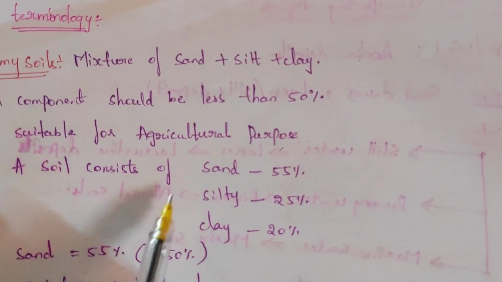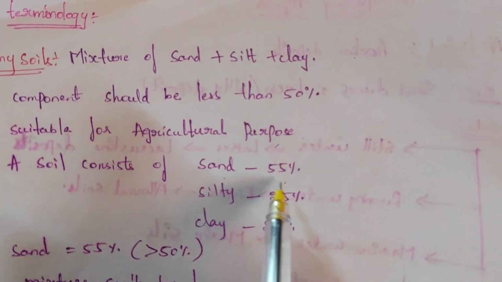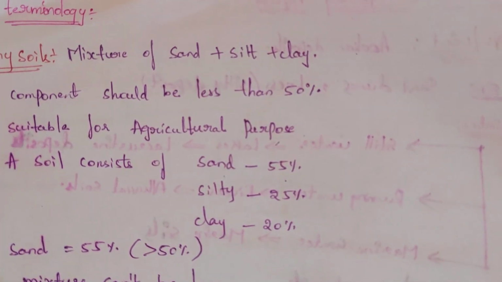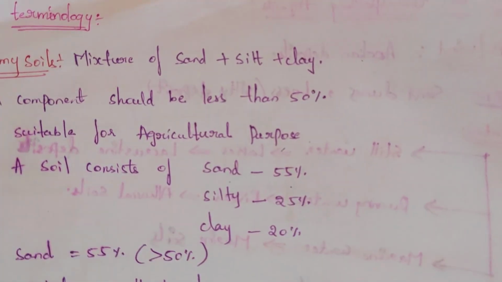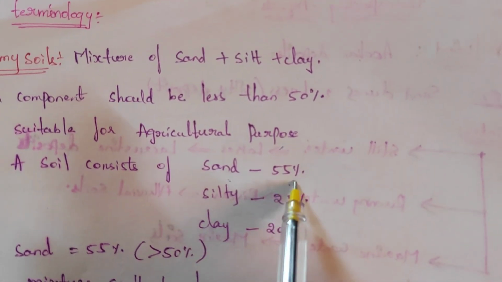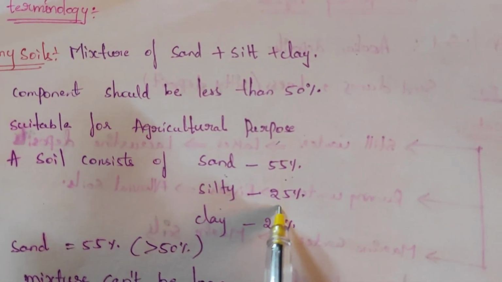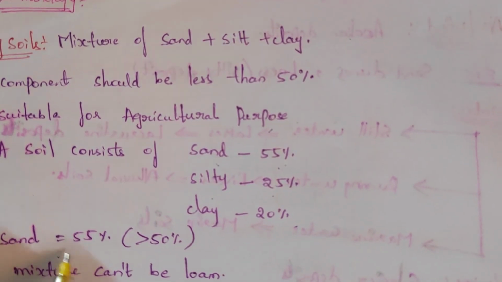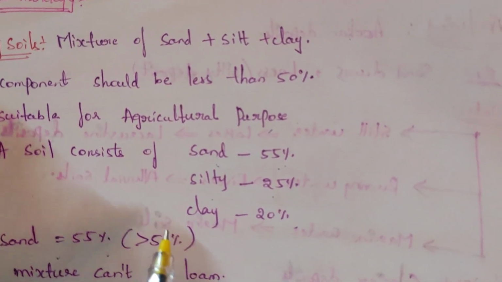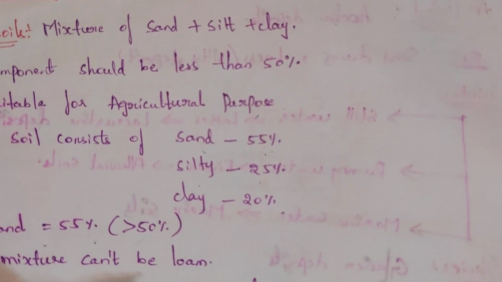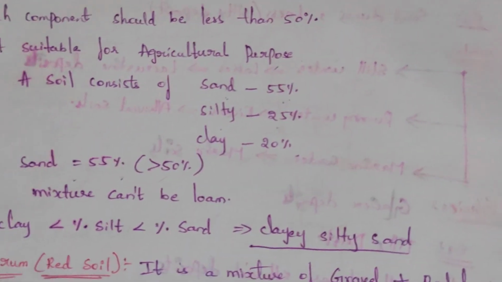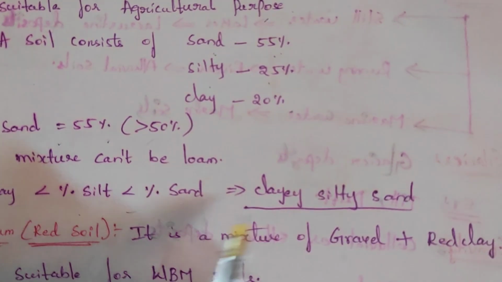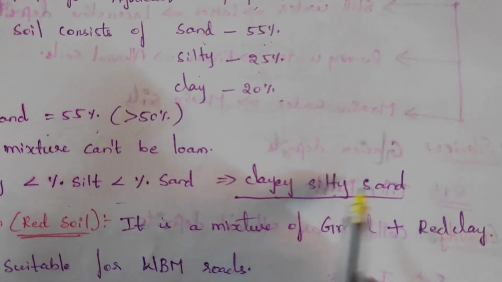Example, a soil consists of sand 55%. As we have told, loamy soil means it is the mixture of sand, silt and clay. In these three, sand is around 55%, silt is around 25%, and clay is around 20%. As sand is 55%, greater than 50%, the mixture cannot be loamy. Since clay percentage is less than silt percentage, which is less than sand, this is called clayey silty sand.